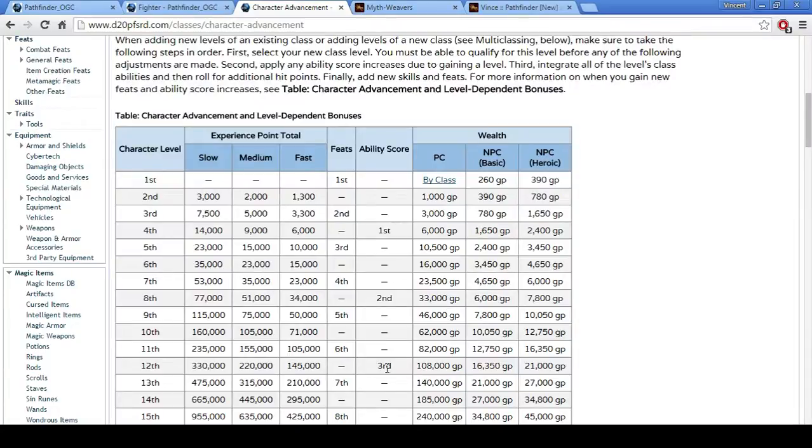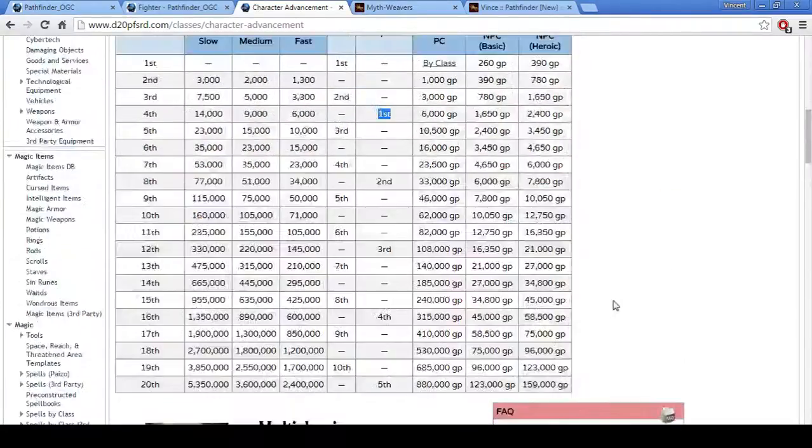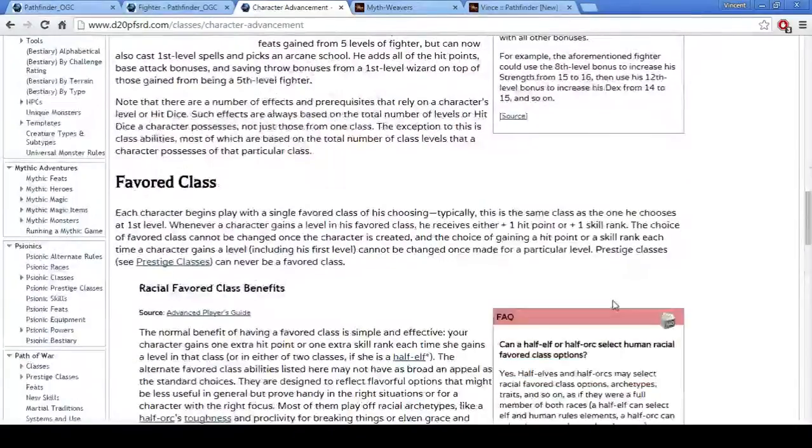But in addition to the stuff you get for your class, you also get, in your book or on the website here, it should also tell you that you get stuff based on just your level. Like every single first level character is going to get a feat. And every single fourth level character is going to increase one of their ability scores by 1. Wait, or is it? Yeah, one of their ability scores by 1? Pretty sure it's 1.